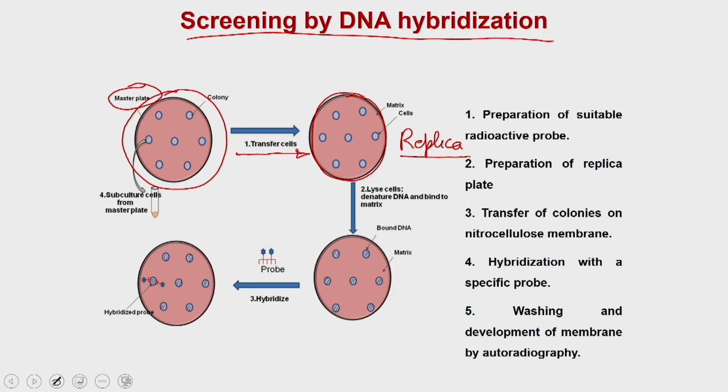Once you have the clones on the membrane, you will lyse the bacteria, denature the DNA, and then allow this DNA to bind to the membrane, and there are many steps which you have to do. And then you will prepare the probe and allow it to incubate with the DNA which is present inside these cells, and then you will do the hybridization.